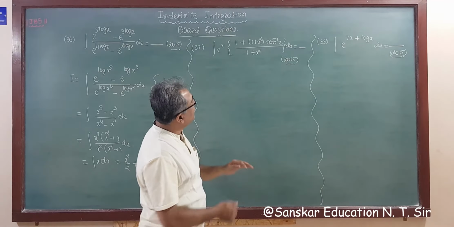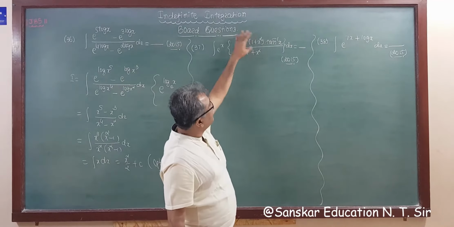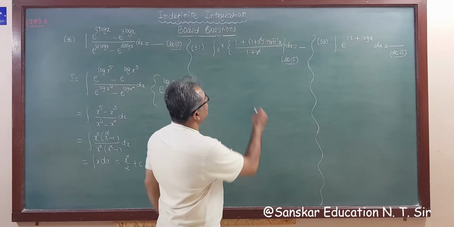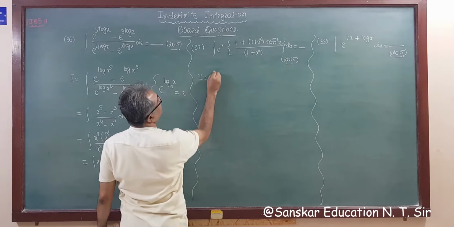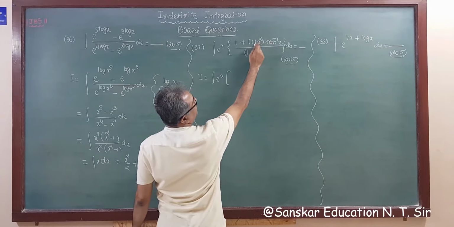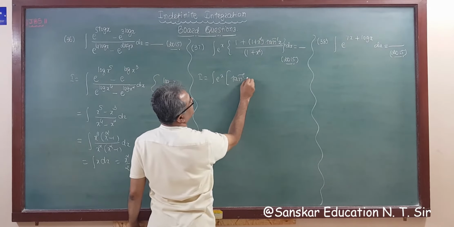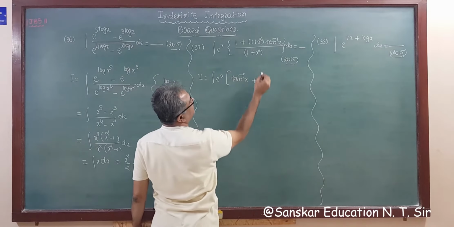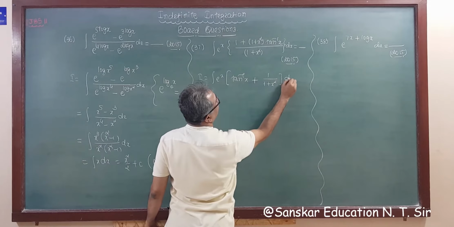So here, where will f dash x come from? If we bifurcate this, then what do we get? I'm writing this step first. Then I will be e raised to x, tan inverse x into 1 plus x square, so 1 plus x square will be cut. So we'll get tan inverse x plus 1 upon 1 plus x square dx.